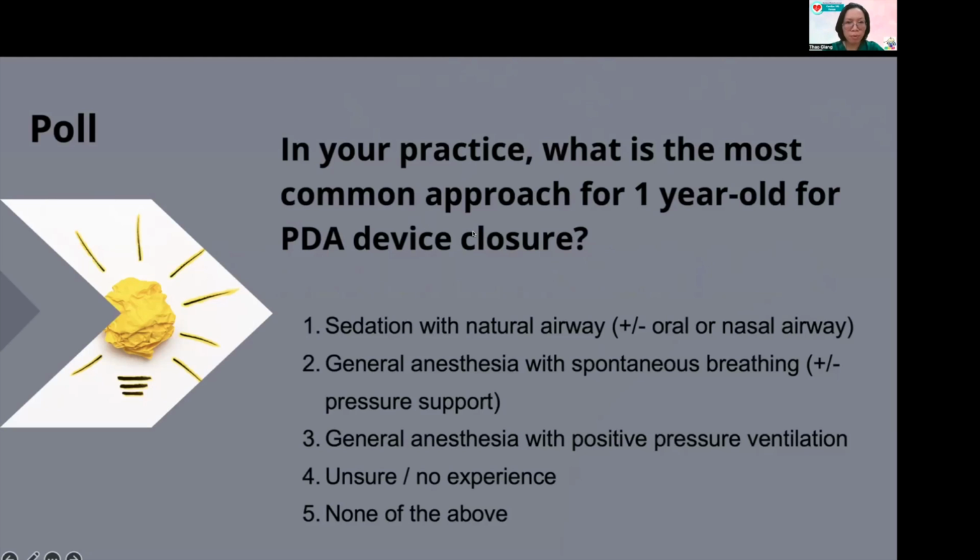So poll number one, in your practice, what is the most common approach for a 1-year-old for PDA device closure? Number one, sedation with the natural airway, whether it is oral or nasal airway. Number two, general anesthesia with spontaneous breathing or with some extended pressure support. Number three, general anesthesia with positive pressure ventilation. Number four, unsure or no experience. Or number five, none of the above. You have 30 seconds for each poll.